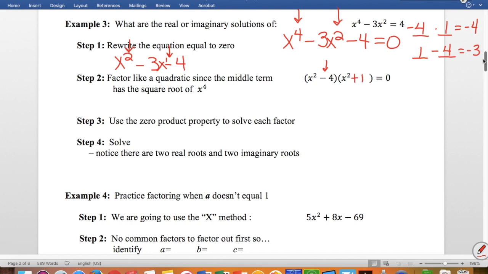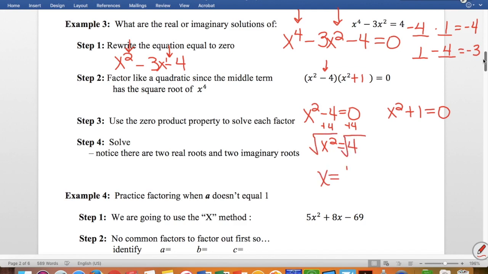So now I'm going to use the zero product property, and I'm going to say x squared minus 4 equals 0, and x squared plus 1 equals 0. Now, since these are both just x squareds, I can just use square roots to solve. So I'm going to add 4 to both sides, and I'm going to get x squared equals 4, and I'm going to take the square root, and I'm going to say x equals positive or negative 2. Two of my solutions, one plus, one minus. Not the same. There's no multiplicity here because one's positive, one's negative.